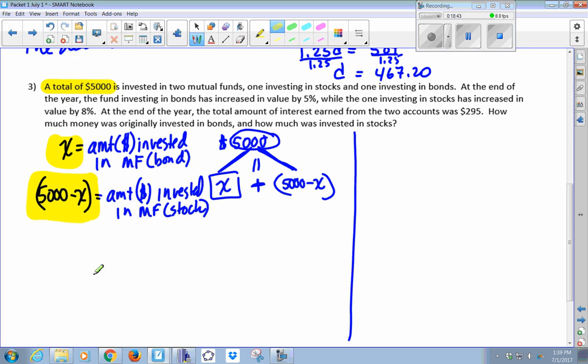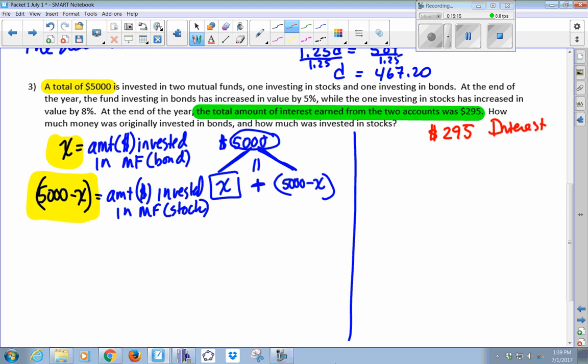Now, sometimes these can be increases or decreases depending on where you've invested your money. At the end of the year, here's another total coming. Again, we've got two totals, but this one is the total amount of interest that's earned from these accounts, and that's $295. So that's where you want to start the remainder of the second part of this problem. You now have this total, $295. This is your interest income, whereas the 5,000 was the total amount of money invested.